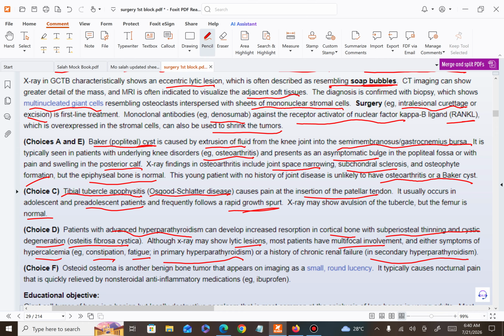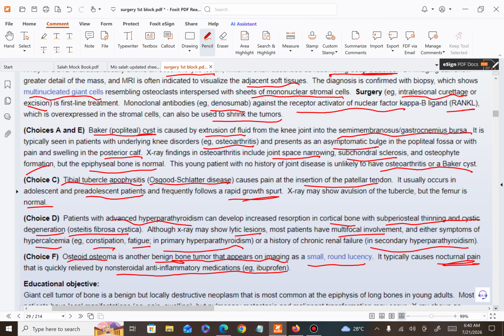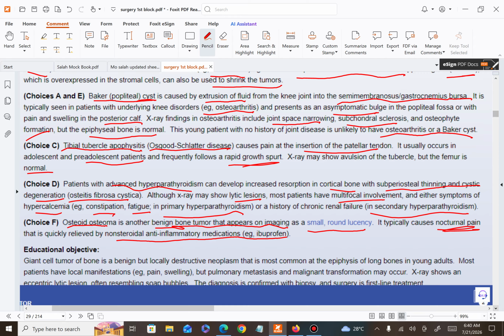The other option was osteoid osteoma. It is also not correct because it is a benign bone tumor that appears on imaging as a small round lucency. It typically causes nocturnal pain that is quickly relieved by non-steroidal anti-inflammatory medication like ibuprofen. This patient has taken ibuprofen, but the pain is not relieved. So the most likely option is giant cell tumor of the bone.